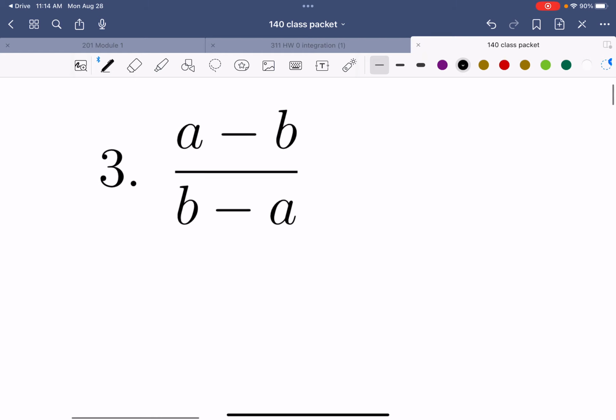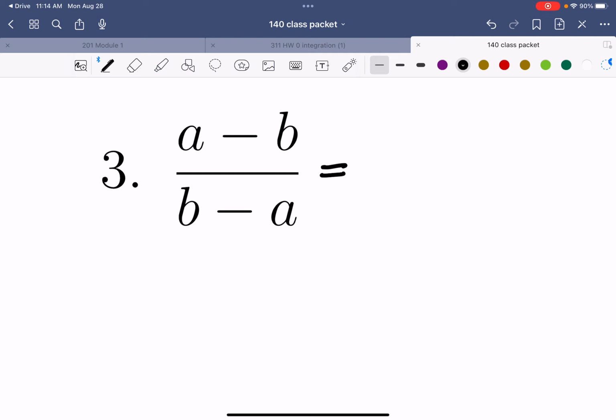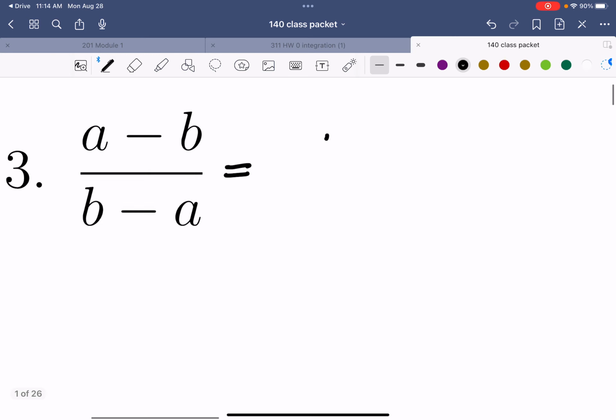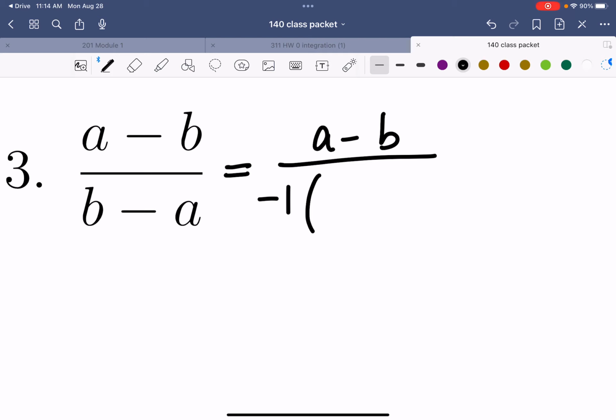For number 3, when you see two things that look the same, but they're in the wrong order, if it's addition, they just cancel. That's exactly the same thing because addition is commutative, right? But these are subtraction, so order does matter when it comes to subtraction. So what I can do here is leave the numerator the way it is. And what I'm going to do is factor out a negative from the bottom. So I'm going to factor out a -1, right? Or just a negative. You can get rid of the 1 if you like.